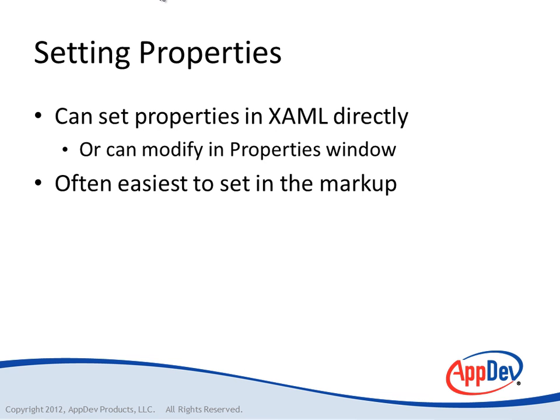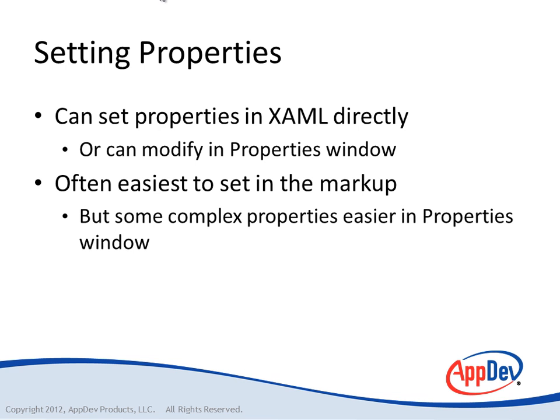But some complex properties are simply easier to set in the properties window. For example, we're going to create a gradient fill, and there's a lot of markup involved in creating a gradient fill. It's just easier to allow the designer to do that for us. Let's step back and look at modifying our application to add some properties where the properties window makes things easier.